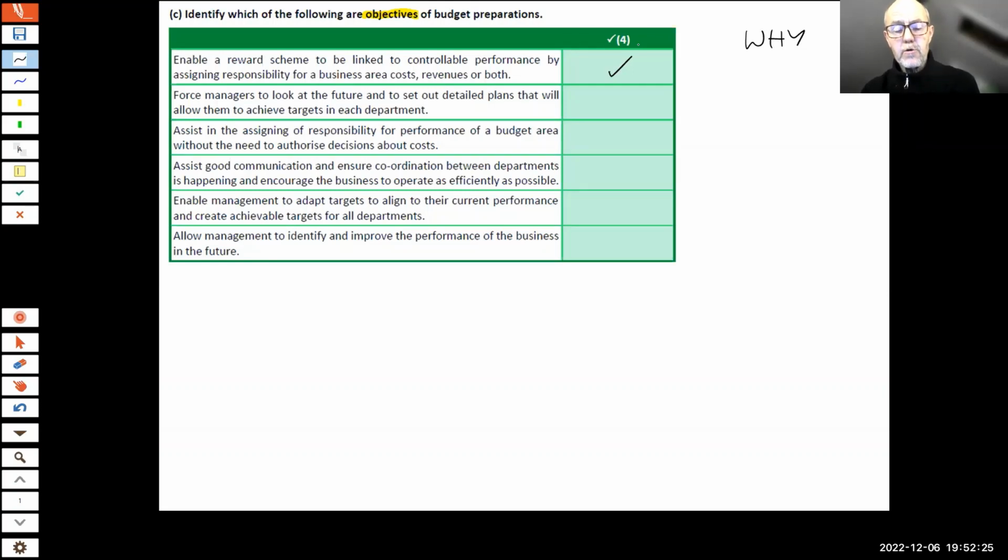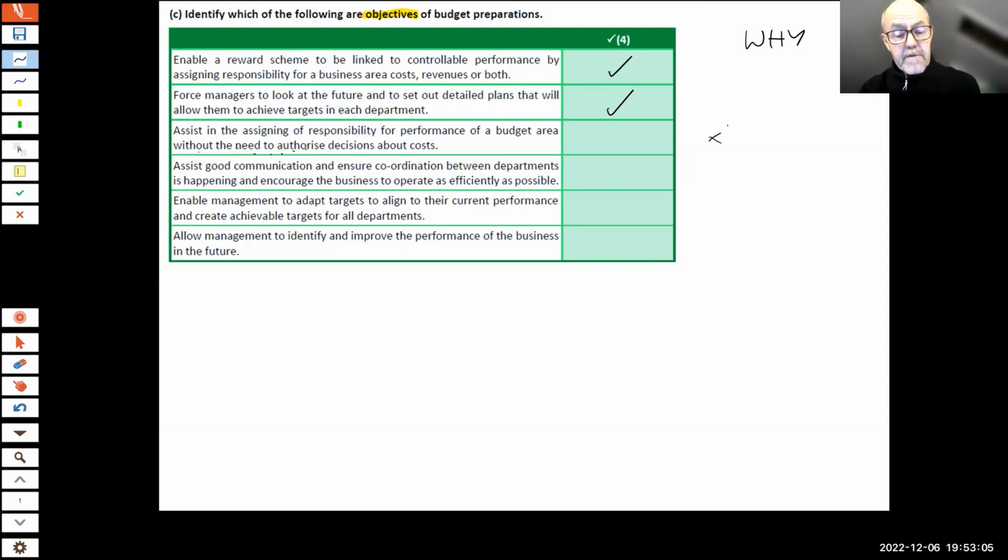Does it force managers to look at the future and to set out detailed plans that will allow them to achieve targets? Hopefully so. Does it assist in the assigning of responsibility for performance of a budget area without the need to authorize decisions about costs? Decisions about costs have always got to be authorized by somebody, haven't they? So that's not good.